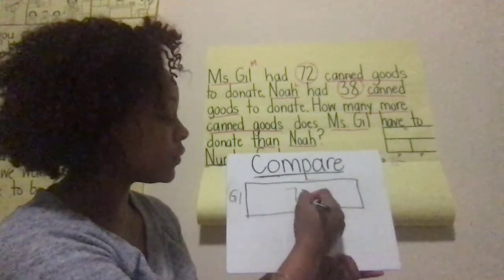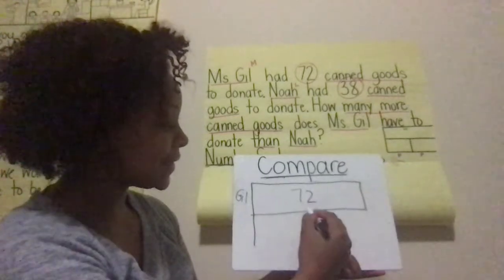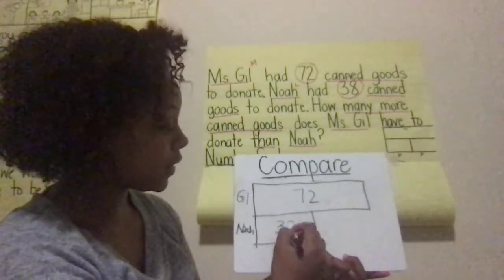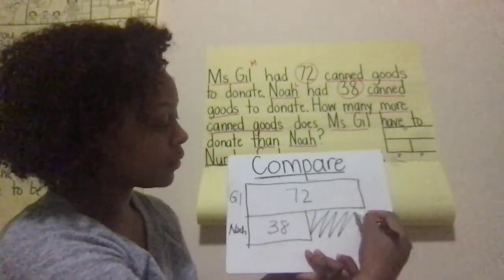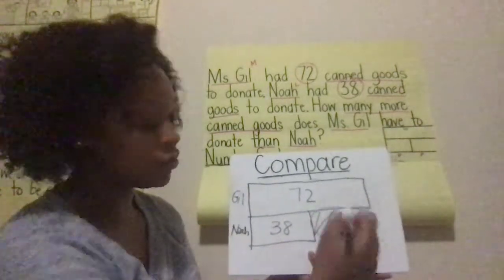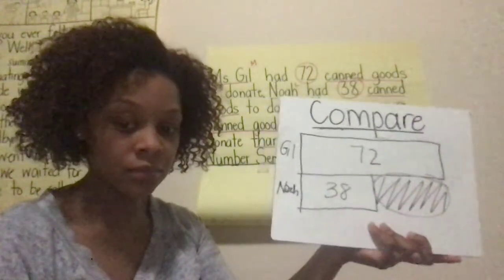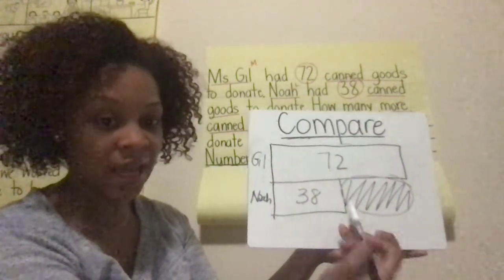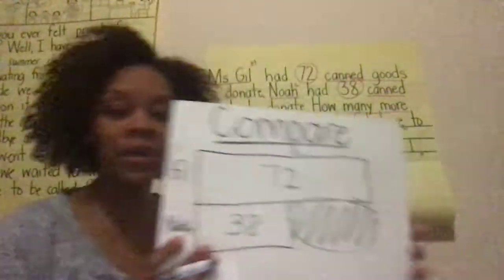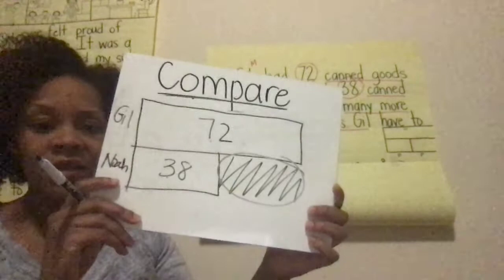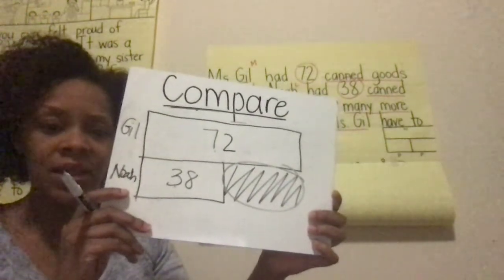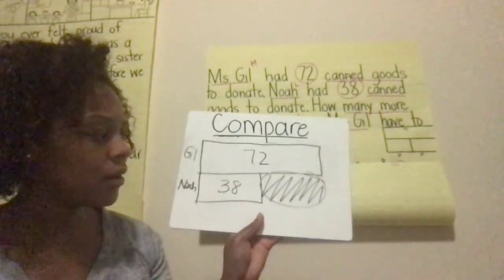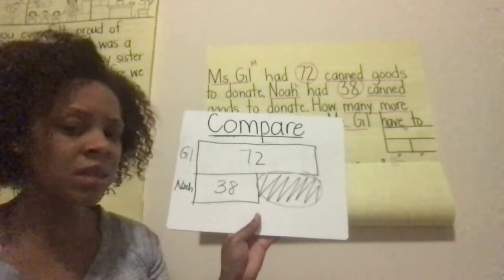And she has 72. And then I know Noah has less, and he has 38. And so what I'm trying to do is figure out this extra piece right here. Here's 72 for Miss Gill. Here's 38 for Noah. And I'm trying to figure out this extra piece right here. So if this is my picture, I want to think to myself, how can I plug this into my part whole box? When I look at 72 and I look at 38, what do you think 72 represents and what do you think 38 represents?